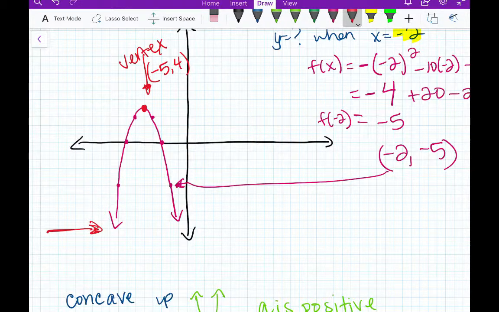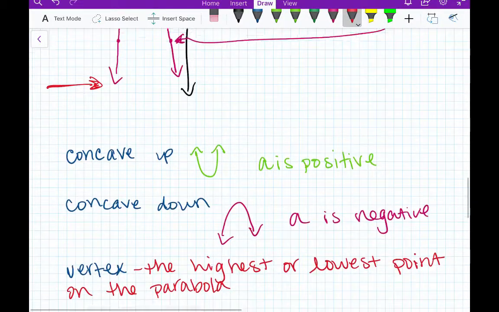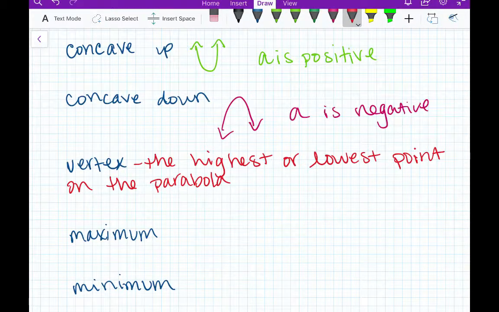Later on, you'll learn more details about the vertex. Right now, all you need to know is that it's either the highest or the lowest point on the parabola, and you need to be able to find where that vertex is when you graph it. So our example is negative 5, 4.